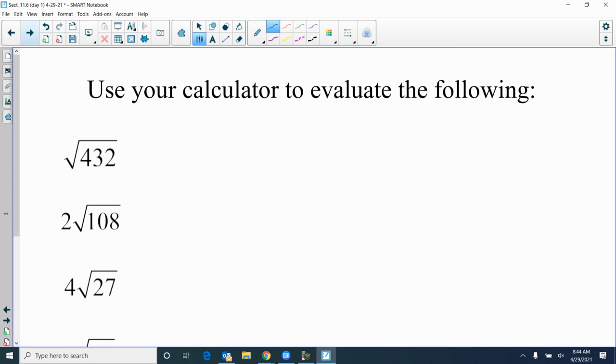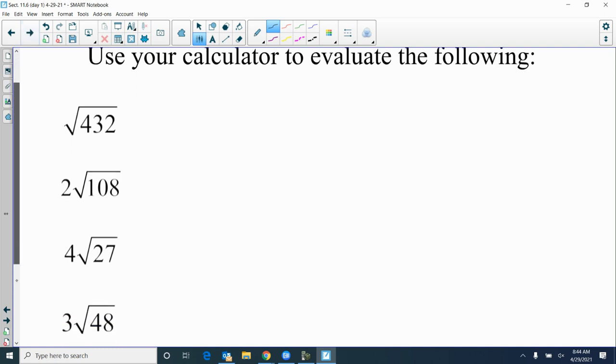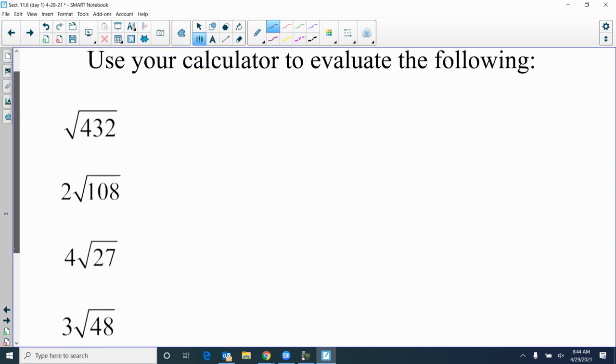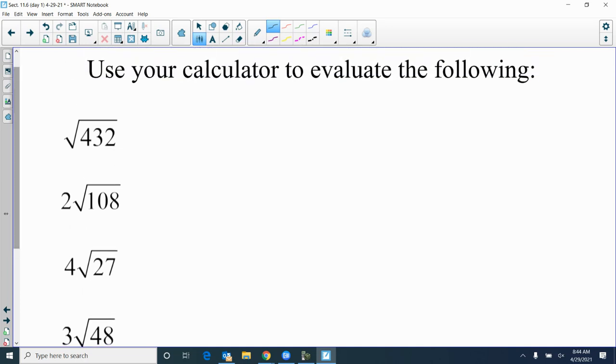Okay, now it says use your calculator to evaluate the following. All right, all that means is just punch in what it says. Okay? And we are probably not going to get nice numbers with a lot of these.